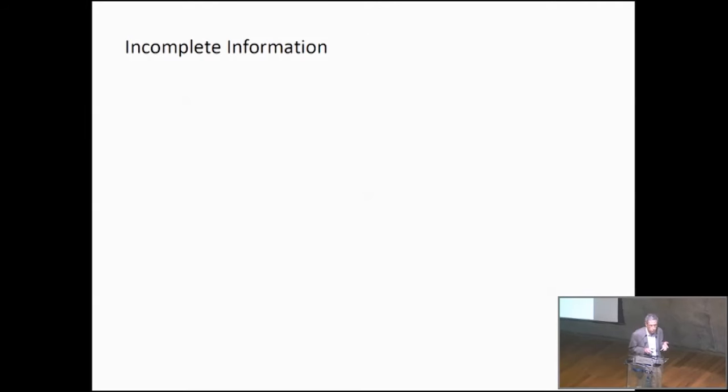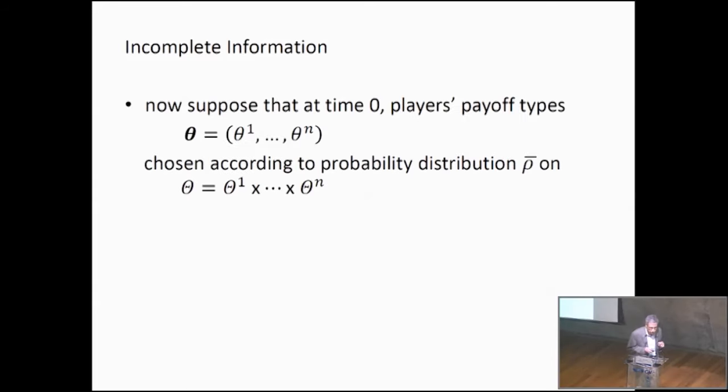But now let me turn to the focus of the more recent work, which is incomplete information, where you will see that things are a little bit more complicated. So now let's suppose that at time 0, before the actual game begins, each player gets a private signal. So player I gets a signal theta I, which you can think of as player I's type. And there's some probability distribution on the joint types. And the important thing is that player I knows what the value of theta I is, but the other players don't.